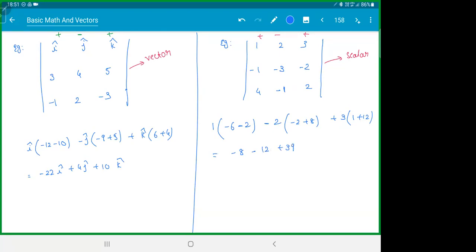39. 19. No? And that's how we do. If you have all numbers, you just add them. You won't get IJK there. You just have to add them.